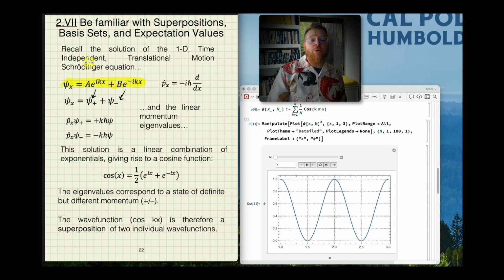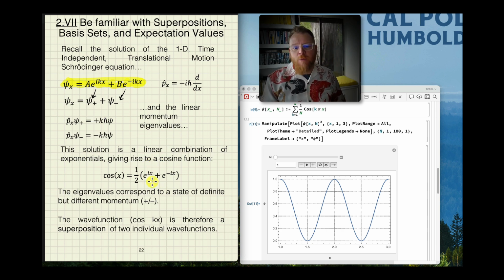And if we were to invoke that A and B are both necessary, in the past we said we'll call one 0, call the other 0. We did that just to make the math a little easier to follow. But now technically, if we have both of these terms in this linear combination, we have eigenvalues corresponding to a state of definite but different momentum, right? We have momentum in the positive direction, and we have momentum in the negative direction, okay?